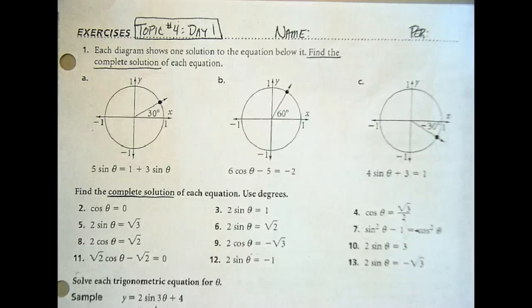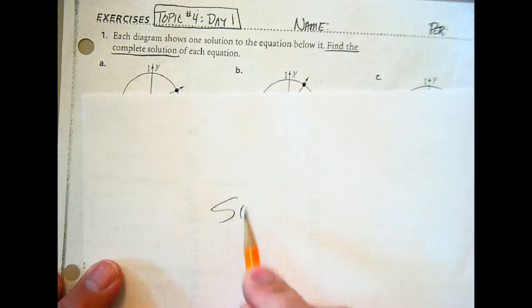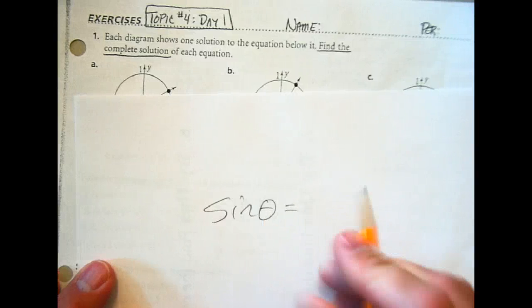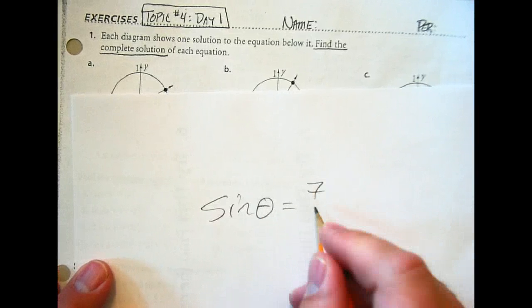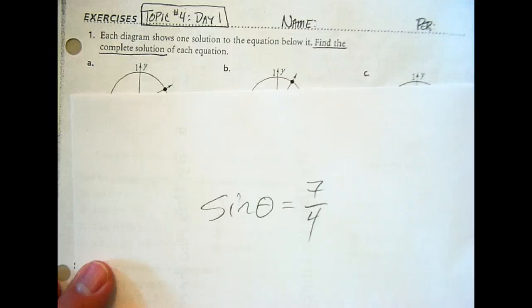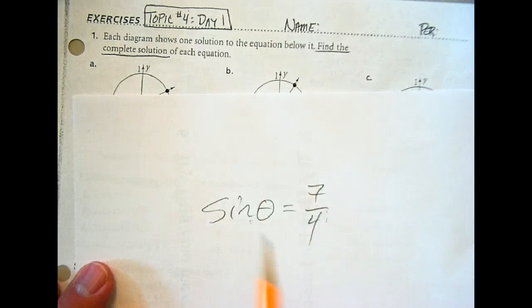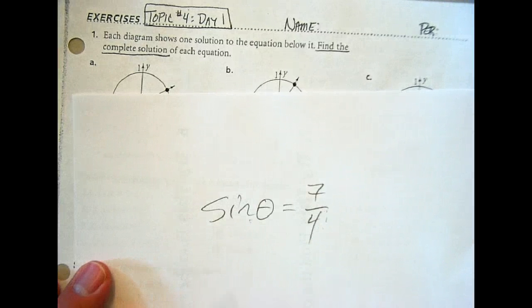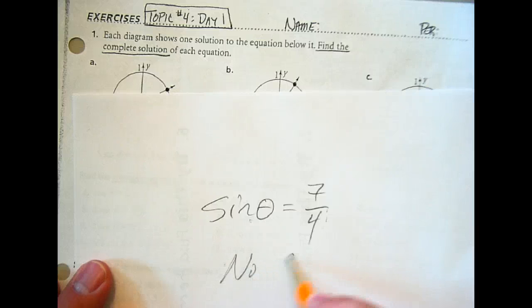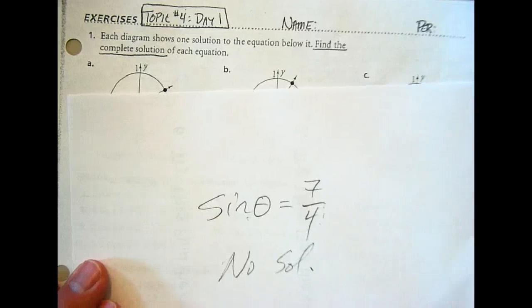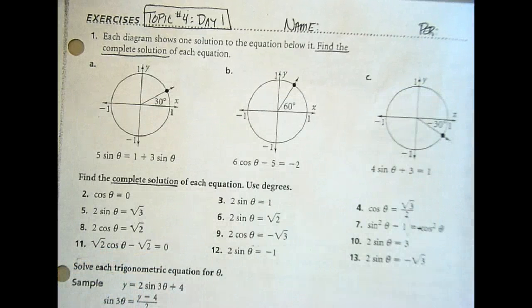So if you get an equation like this today, sine theta equals 7/4, sine can never be bigger than 1. What do we call that? Undefined, or no solution. It's not possible. 7/4 is greater than 1. Now tangent can be, but sine and cosine cannot be.